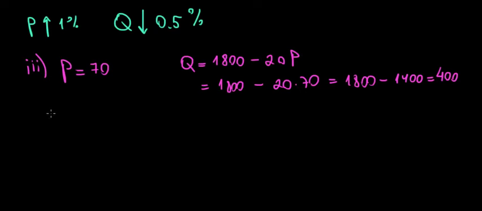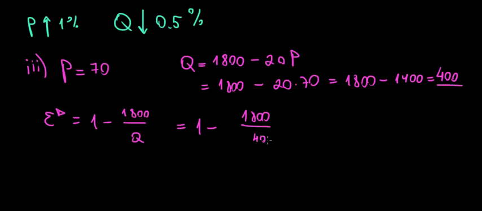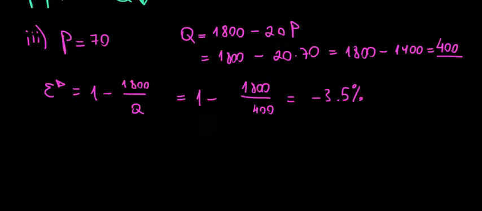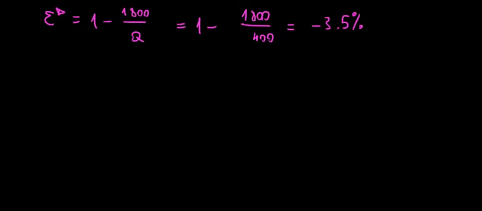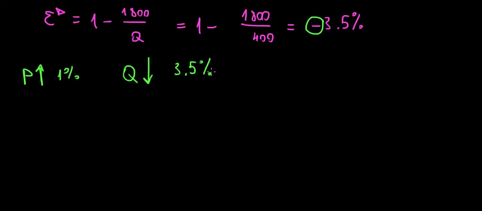So elasticity of demand is equal to 1 minus 1800 divided by Q, which is equal to 1 minus 1800 divided by 400, and that's equal to minus 3.5. Minus 3.5. Okay, let's interpret this one last thing. If we interpret, we say that when price goes up by 1%, quantity decreases, negative effect, by 3.5%. And that's it. We're done with this part.